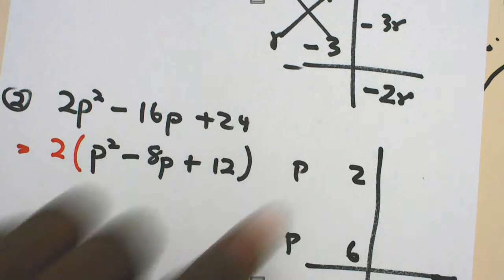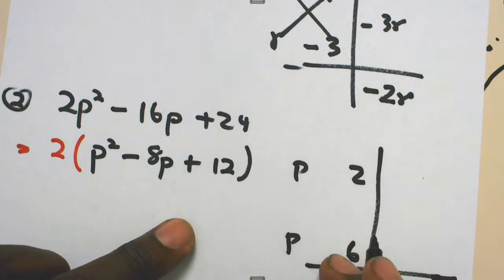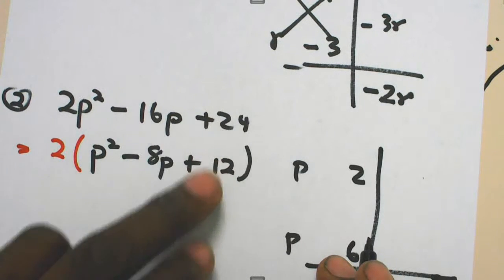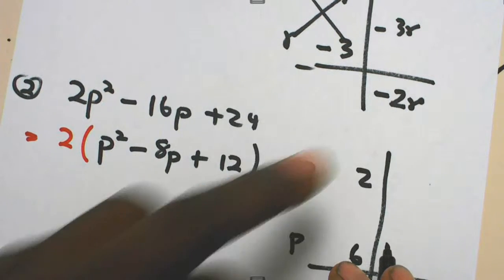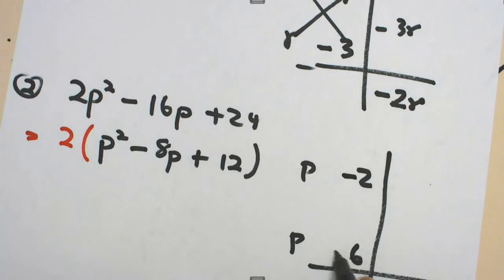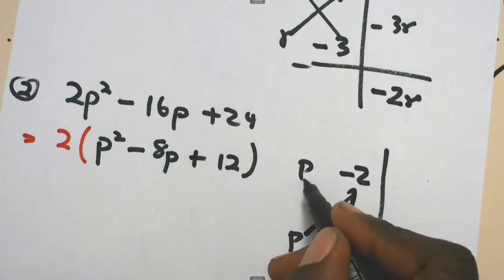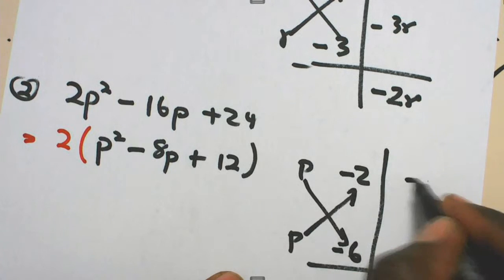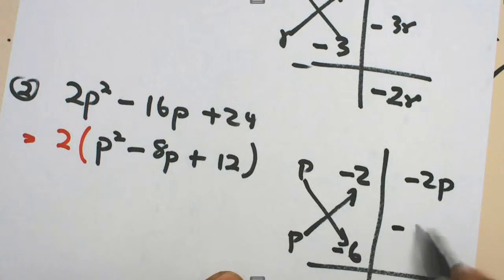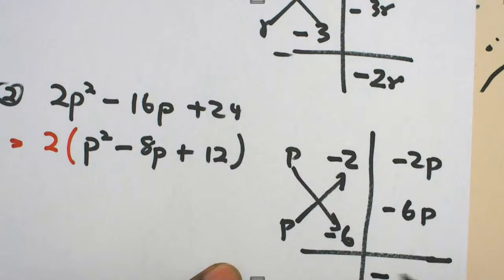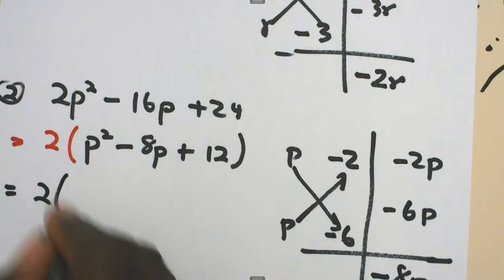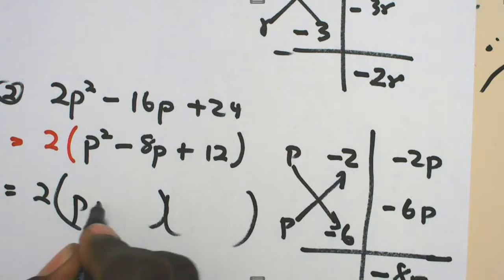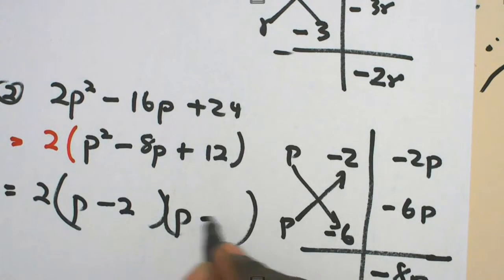If 2 and 6, in other words, there are two signs: positive and positive multiply to give 12, negative and negative also give 12. But when you add them, it must give us 8 in the middle term, so we need two negatives. We multiply this one and that one, and this is minus 2p and this one is minus 6p. When we add the two negatives together, it is minus 8p, giving you the middle term. Therefore, the factors are 2 into two brackets, p minus 2 and p minus 6.